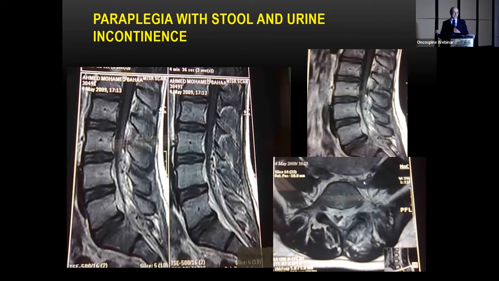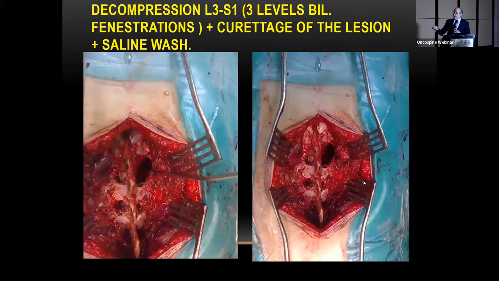We had no experience actually with these cases. What would you do with such a case? You can see here in the cross section that it's badly compressed. So what I did was a three-level fenestration decompression, and I found that the epidural fat was like mud. It was necrotic black tissue around the dura, and then repeated wash with normal saline, and that's what we did. Nothing else we could do.